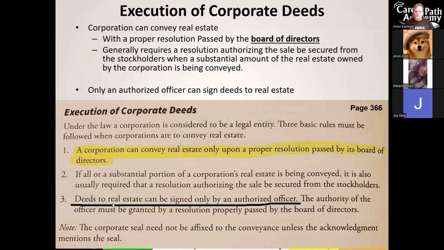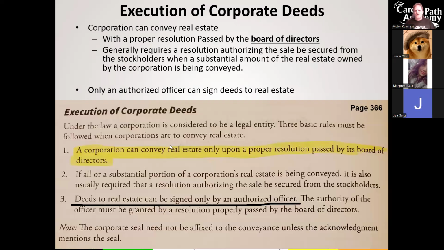A deed to real estate must be signed only by the authorized officer that was given that authority to represent the corporation to sell that property, and they were granted that authority by a resolution properly passed by the board of directors. The corporate seal doesn't need to be affixed to the conveyance unless the acknowledgement mentions that a seal needs to be used.